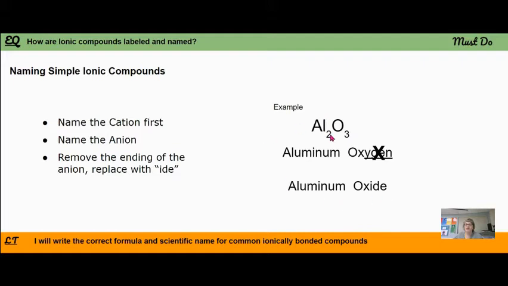Okay, so Al2O3 is called aluminum oxide. What I did was I wrote down both names, aluminum and oxygen. I took the last part of the word oxygen off and replaced it with the letters IDE, ide. Put those two together and that's the name. Notice there is a space here.